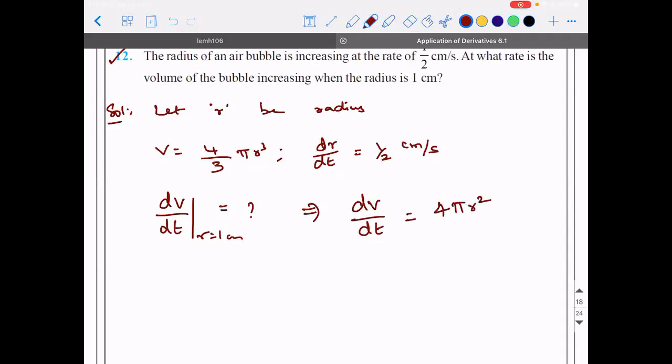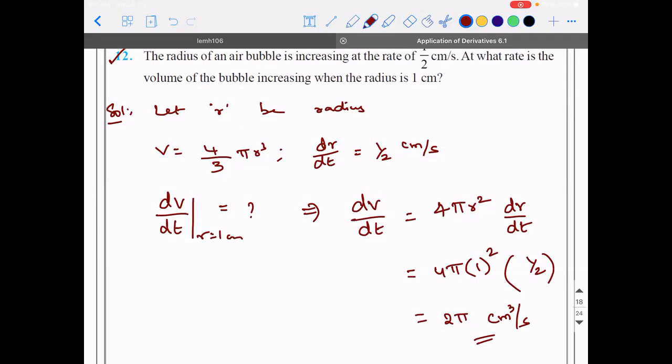It's actually a very good observation. Whenever you differentiate volume with respect to r, you will get the area. So dv by dt is equal to 4 pi r square into dr by dt. So 4 pi into what is the value of r? 1 square into dr by dt is half. So it is going to be 2 pi centimeter cube per second is the answer.